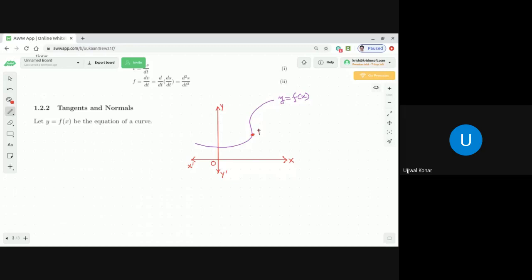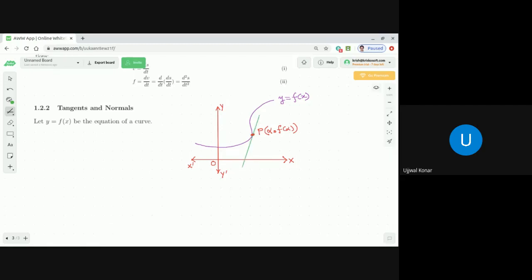So what will be the coordinate of the point P? If we take the x coordinate as alpha, the y coordinate should be beta, which is nothing but f(alpha). So we can write the coordinate of the point P as (alpha, f(alpha)). Now, dear students, if we draw a tangent, let me draw the tangent in a green color. If we draw a tangent to the curve y equal to f(x) at the point P, the tangent will look something like this, correct?